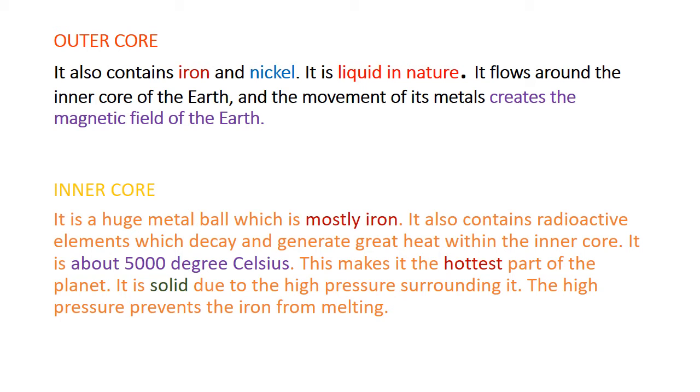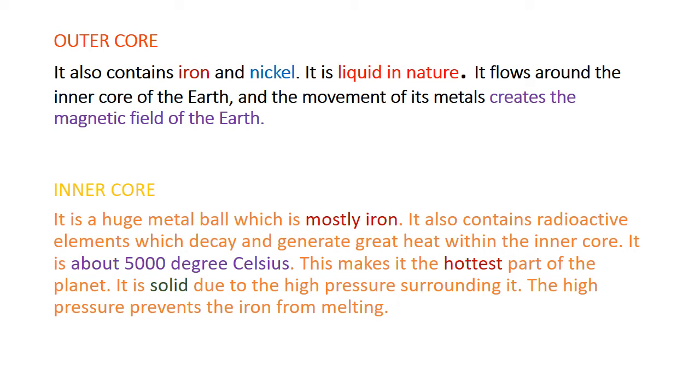The inner core is a huge metal ball, and it is mostly iron, with just a few other non-metal elements like sulfur and so on. It also contains radioactive elements which decay and generate great heat within the inner core. Its temperature is about 5,000 degrees Celsius, so you could understand where this high heat is coming from. It's coming from the decay of the radioactive elements.